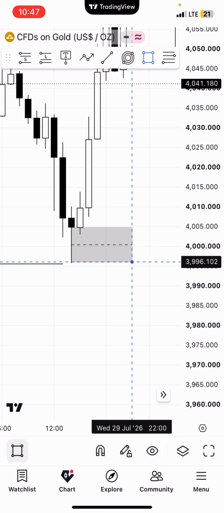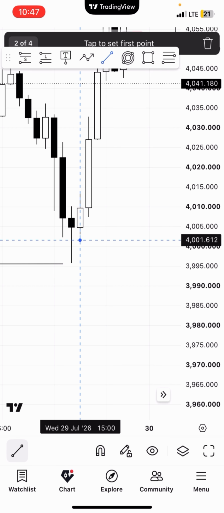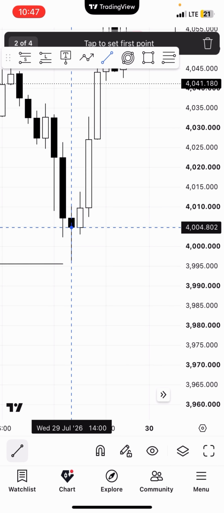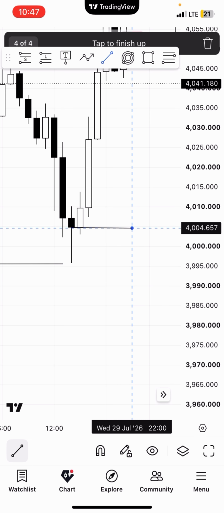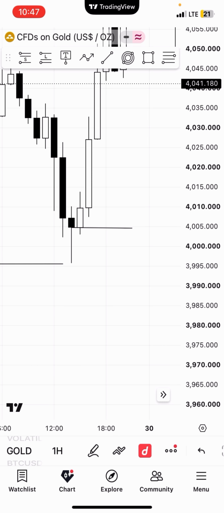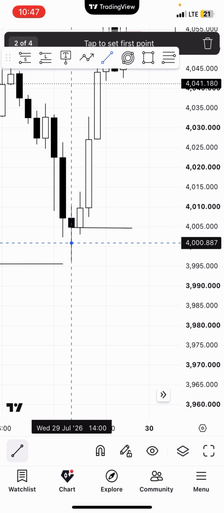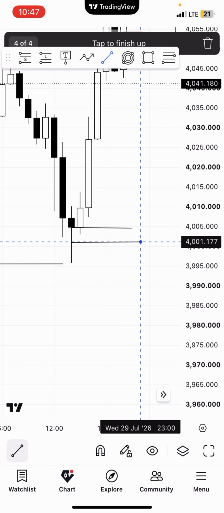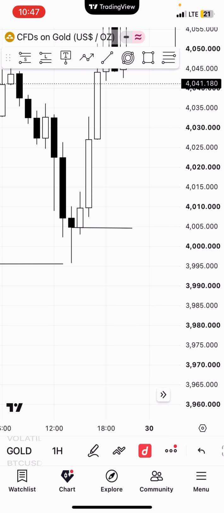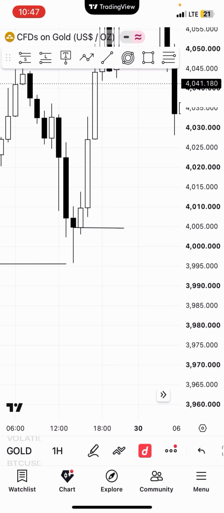After price taps into my zone, it gives me a rejection candle. So I'll mark the low of this candle like this. Anytime price comes into it, I'm expecting price to come into the 50% of this candle, but price failed to come into the 50% of the candle.